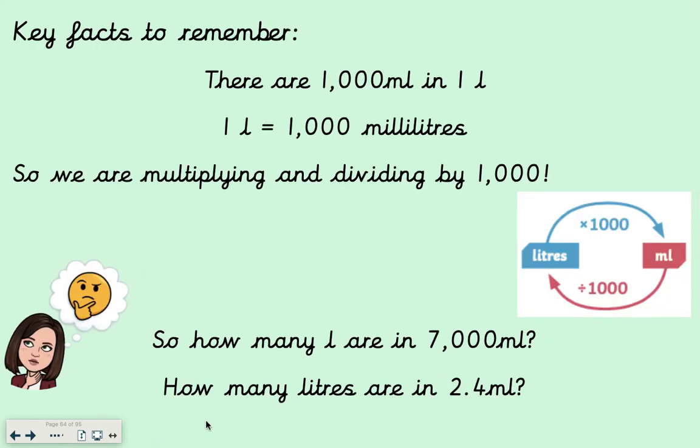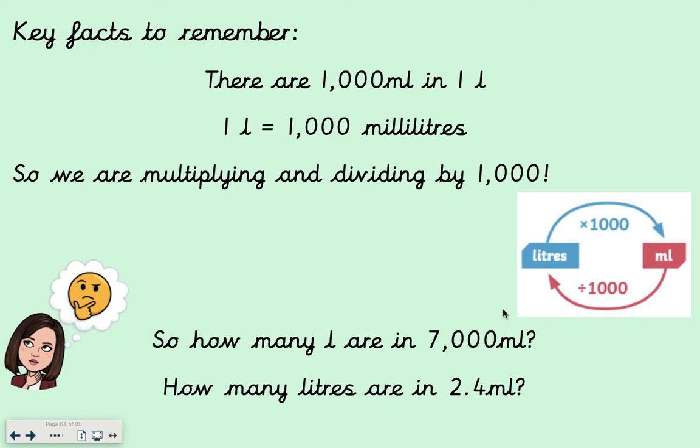As we always have, we have our key facts, and again we are using our place value knowledge of timesing and dividing by 1,000. To convert from litres to millilitres, we are timesing by 1,000, so we are moving 3 places, and then we are dividing by 1,000 to get from millilitres to litres. So again, we move 3 places on our place value grid.